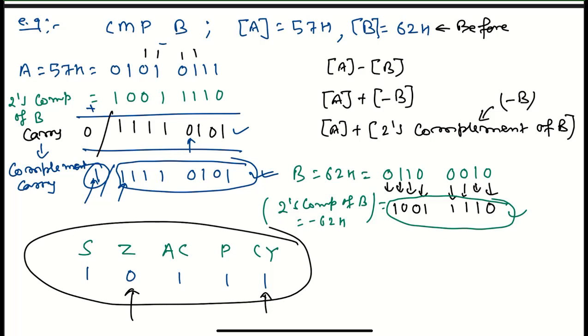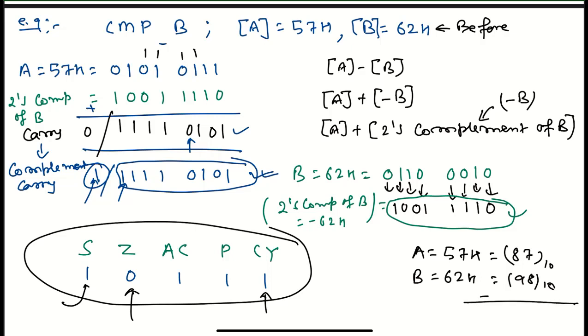Why is this sign bit 1 here? A is 57H, which in decimal is 87, and B is 62H, which in decimal is 98. If you do their subtraction, it comes to minus 11 in base 10. The content of A is lesser than the content of B, so that is the reason the carry flag is set.